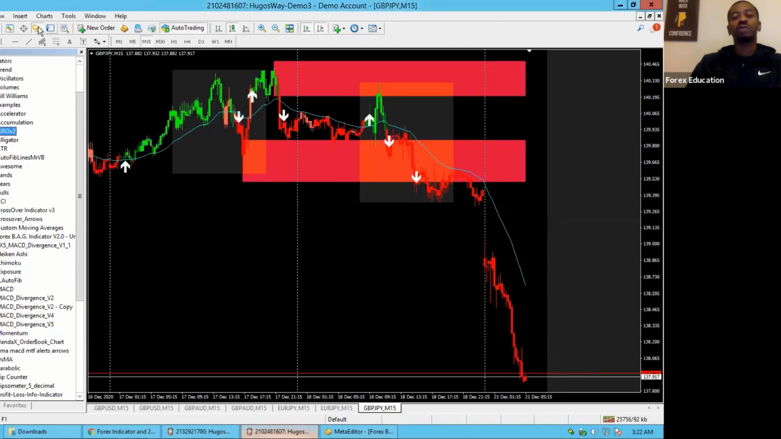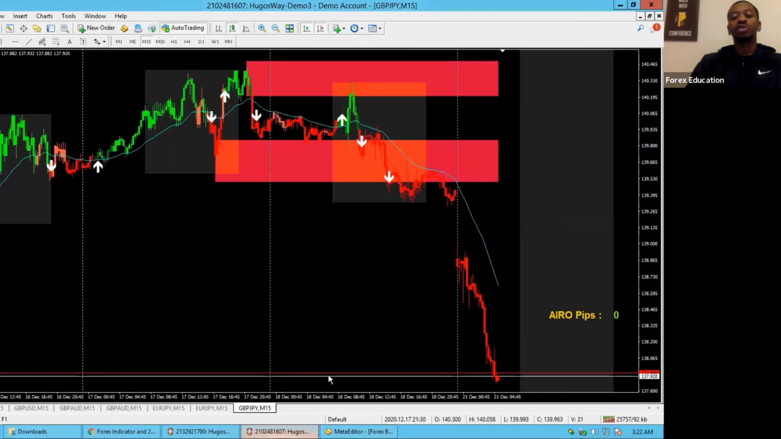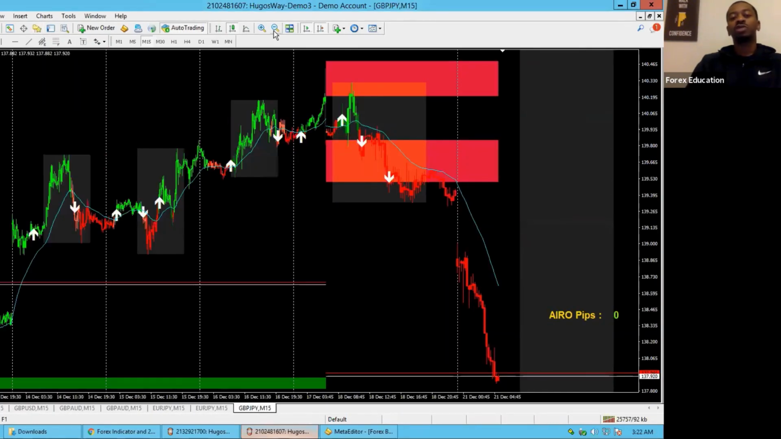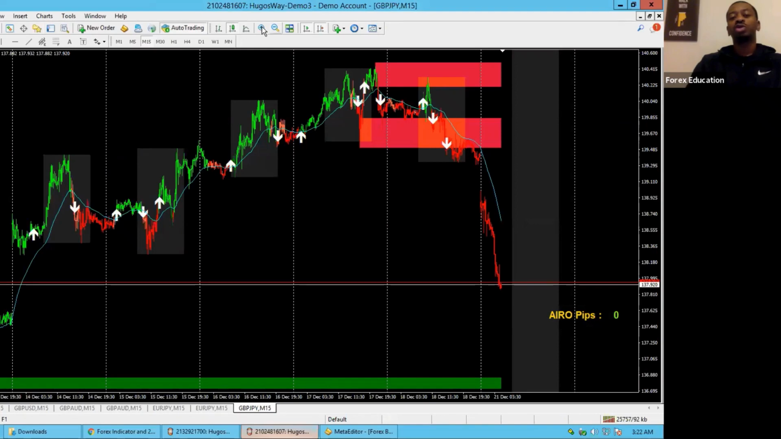All right. Once you select OK, you see here, now you have the chart. This is AIRO. The software is now on the actual chart itself.